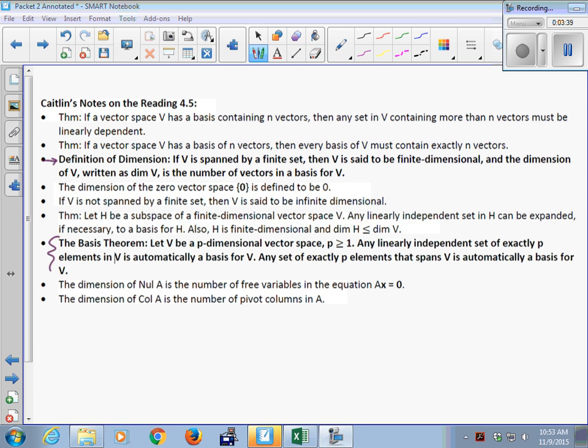All right, and then we have a little shortcut, which in the demo we'll explore why this shortcut works. To find the dimension of the null space of a matrix, it's just the number of free variables in the equation Ax equals 0. And the dimension of the column space of a matrix A is the number of pivot columns in A. And for both of those, we'll look at an example more in depth and see why those work.